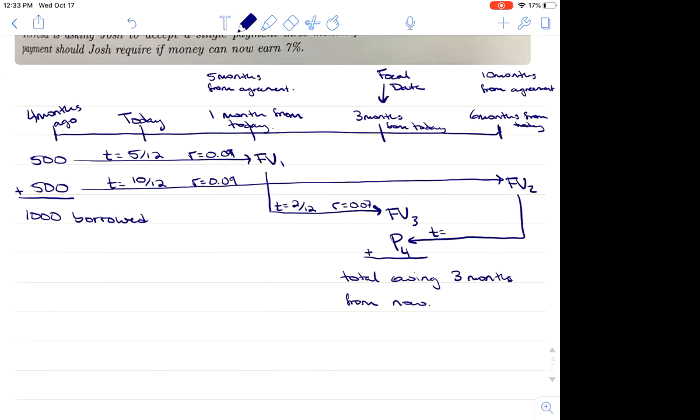Nice. So the time between 3 and 6 months is 3 months. And the rate again is 0.07 for this.